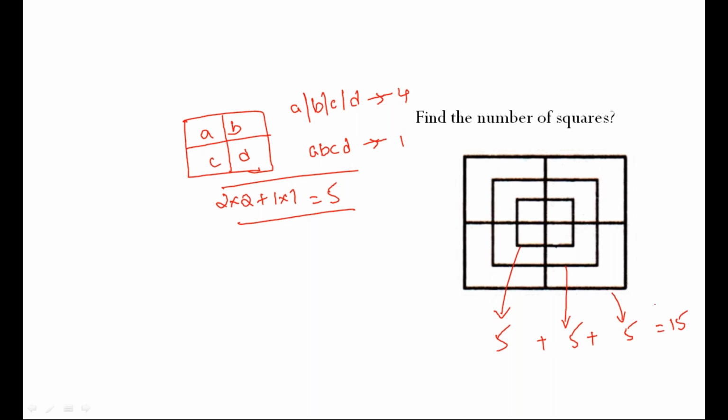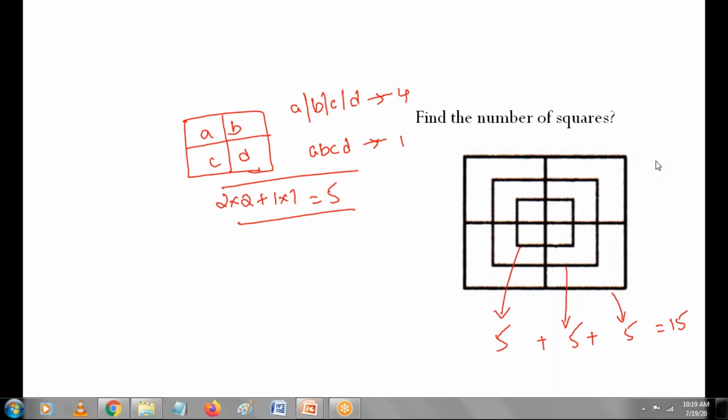You just see that if you calculate the number of squares for this, you will get 15. What is the number of squares in the given diagram? If you just calculate, it is 15.